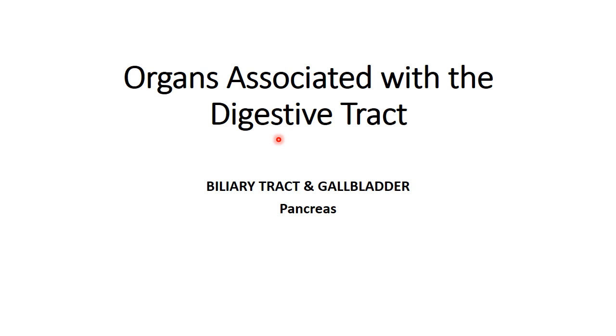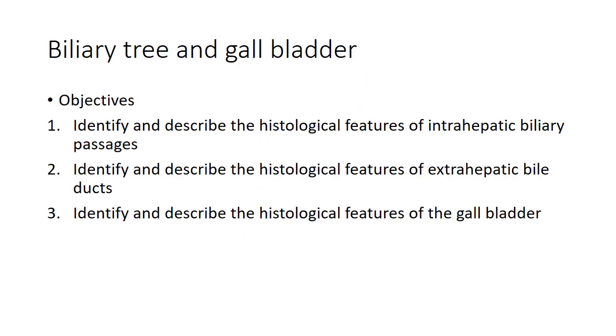Today's lecture will be of two parts. In the first part, we will discuss the histological structures of the biliary tract and gallbladder, and in the second part, we will discuss the histological structure of the pancreas with its two main parts, the endocrine and the exocrine part. So starting with the biliary tract and gallbladder, the objectives.